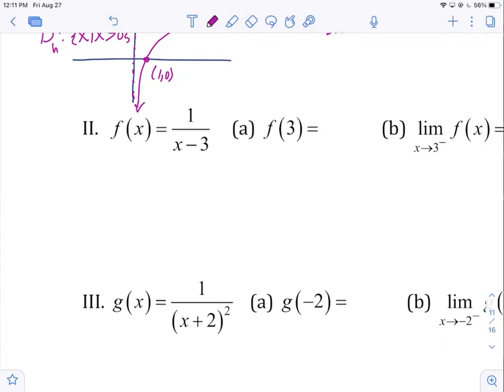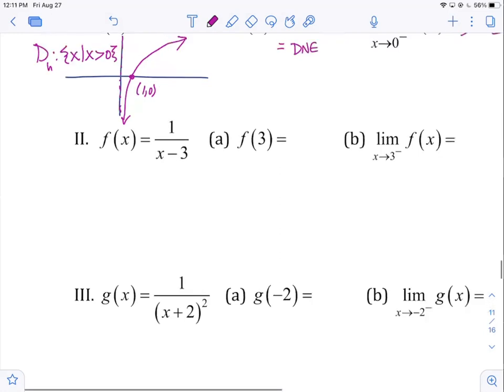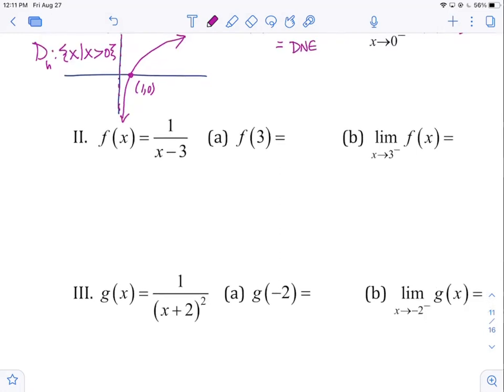3. Is it a hole or a VA? It's a VA because it's non-zero over 0 when you plug in a 3. Okay? So I know there's a vertical asymptote at 3. Before I even do it, I know there's a vertical asymptote at 3. Therefore, just in my head before I start anything, if I'm asked what the limit is from either the left, right, or the general at 3, D and E is a safe answer, right? Because I know there's a vertical asymptote.